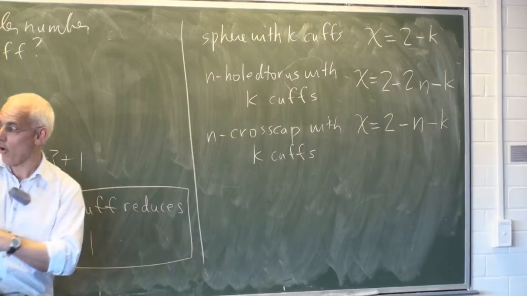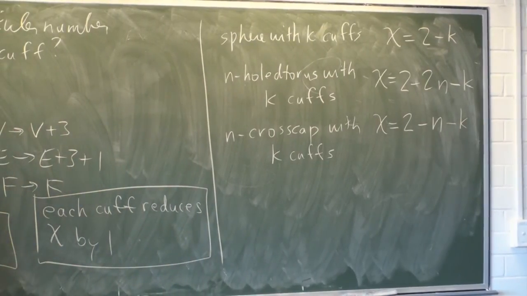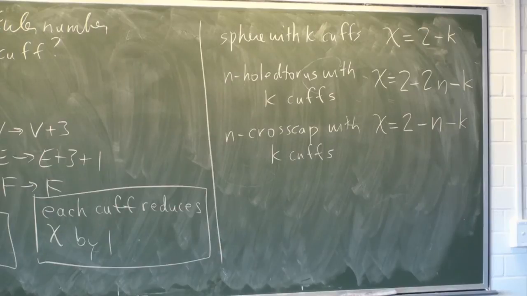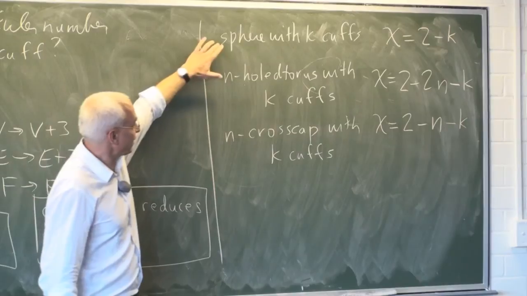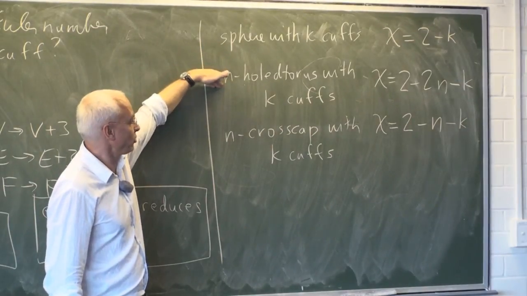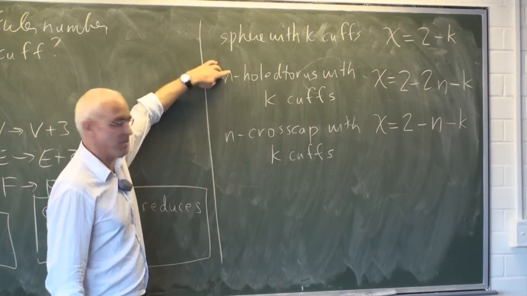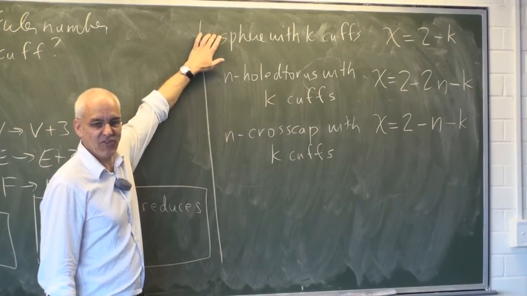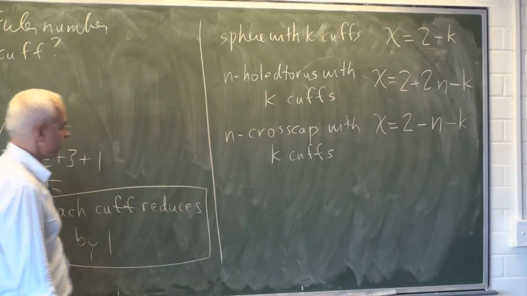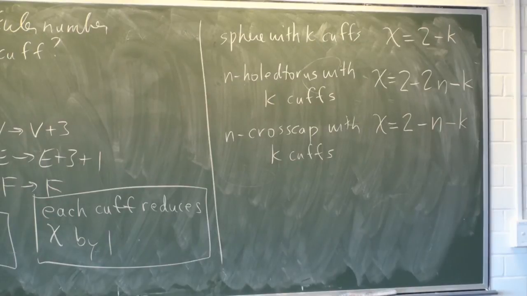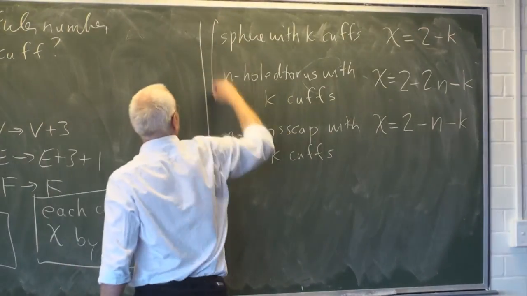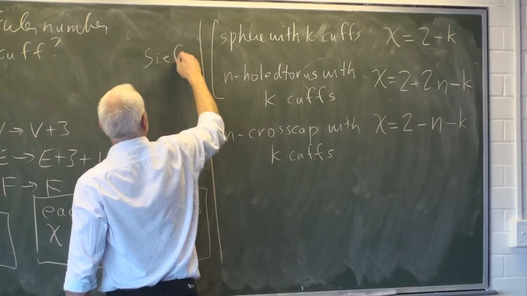In particular, all the Siefert surfaces that we can get have to be on this list. But they can't be the last one. They can't be cross-caps. The Siefert surfaces are actually all orientable, so they're going to be essentially n-hole torus with k cuffs. This is a special case of this, right? If you think of n equals 0, that's really this one here. So these are the kind of Siefert surfaces that appear.